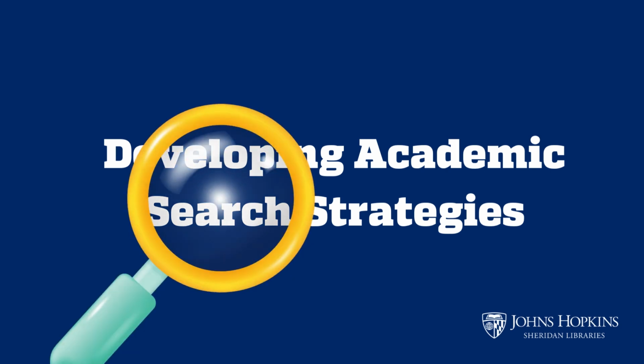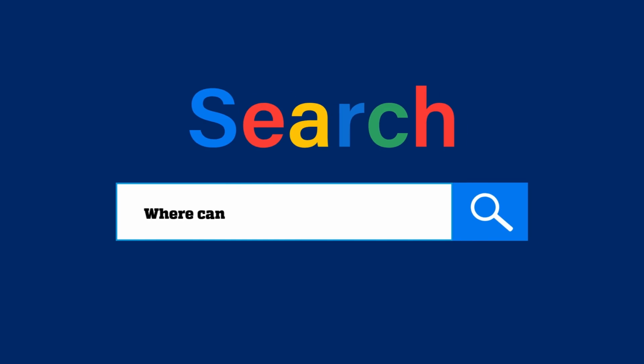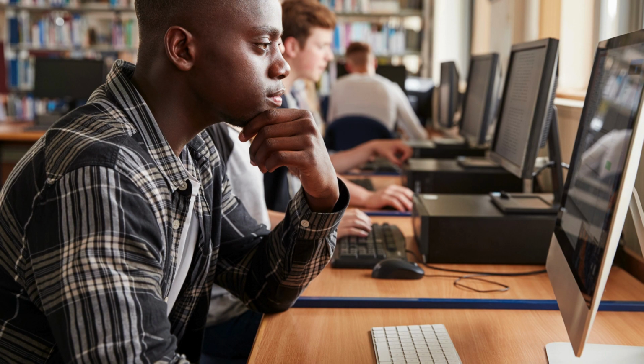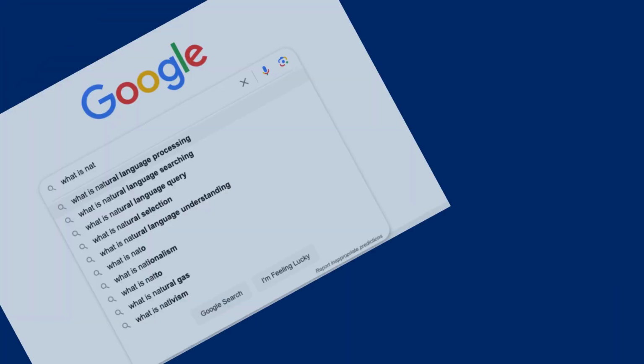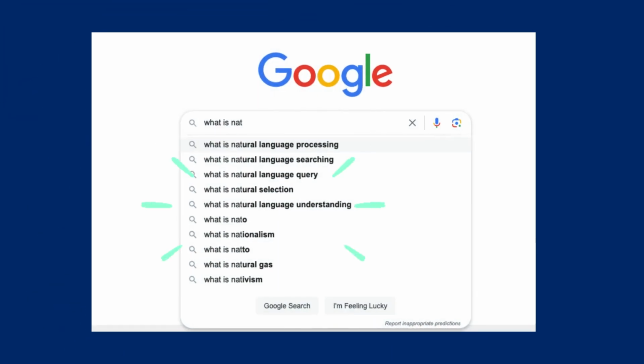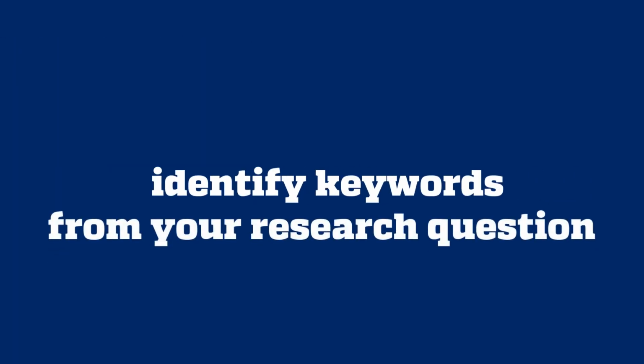Let's talk about developing solid search strategies for academic research. We're all used to searching in full sentences in search engines like Google, but when we search in library databases, we have to adjust our search strategy a little bit. This is because popular search engines use natural language searching, meaning they interpret your language to generate search results. Library databases won't do this for you, which means you'll have to identify the keywords from your research question.